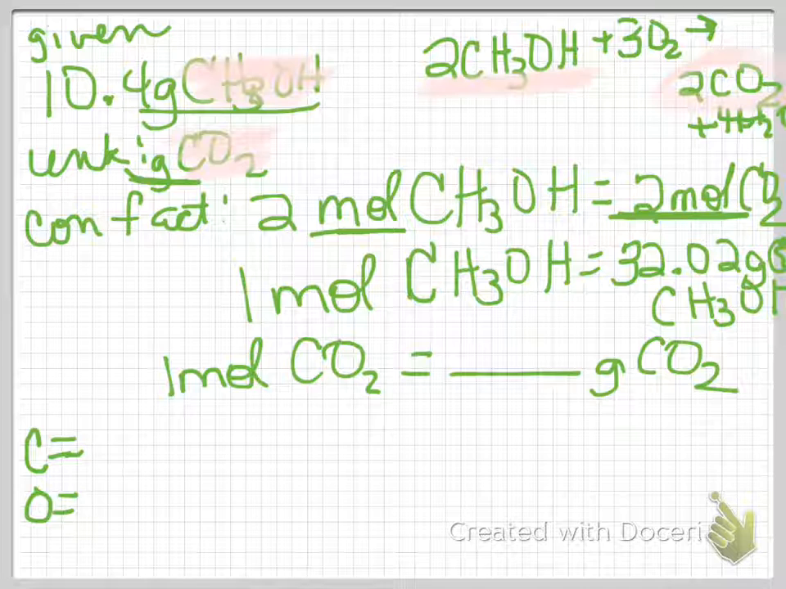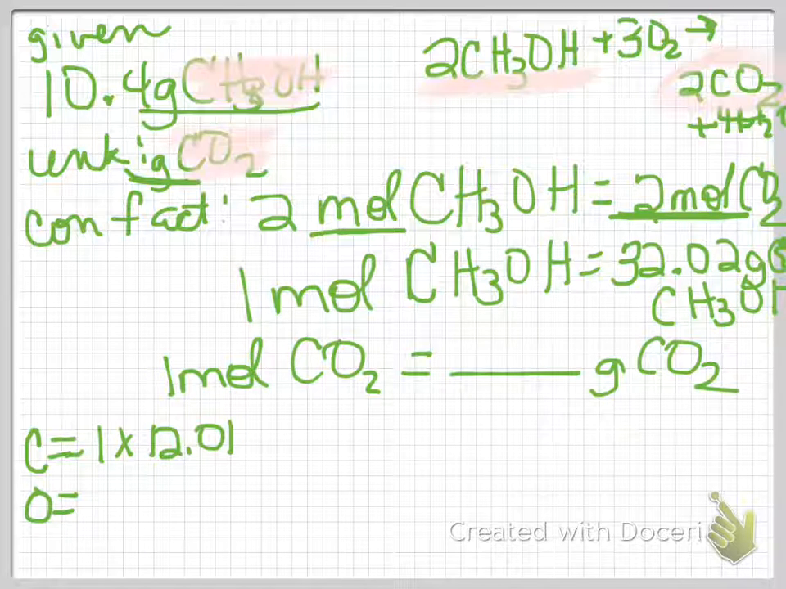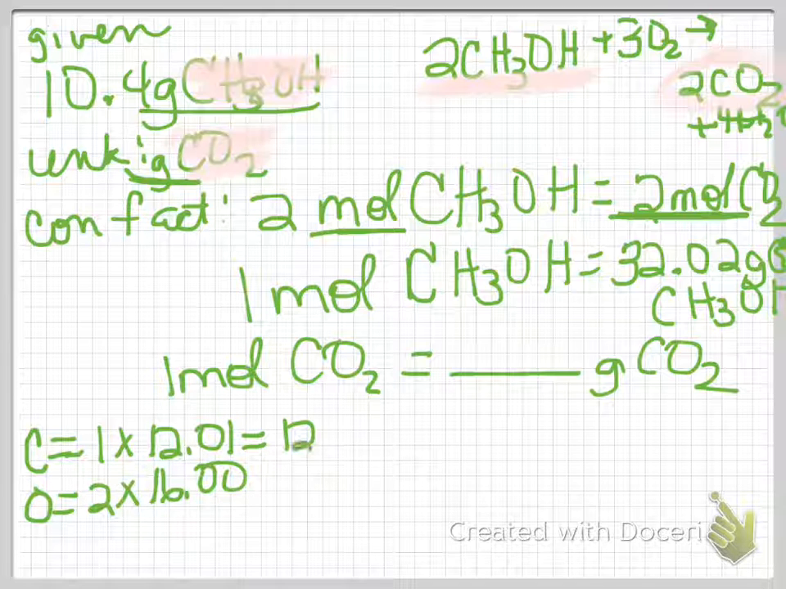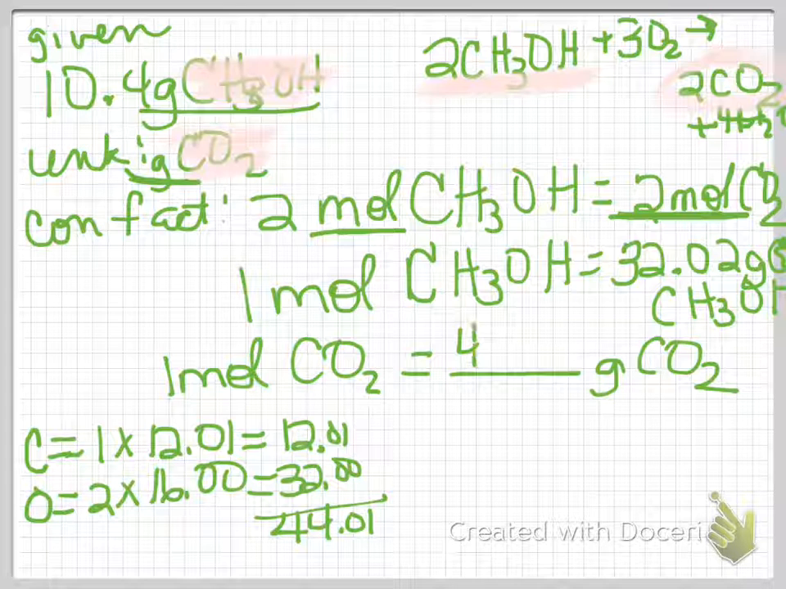How many carbons are there in CO2? 1. Each one is 12.01. Get that from your periodic table. How many oxygens are there in CO2? There are 2, and each one is 16.00. That came from your chart. So this is 12.01, and this is 32. So that's a total of 44.01. So that goes in that blank right there.